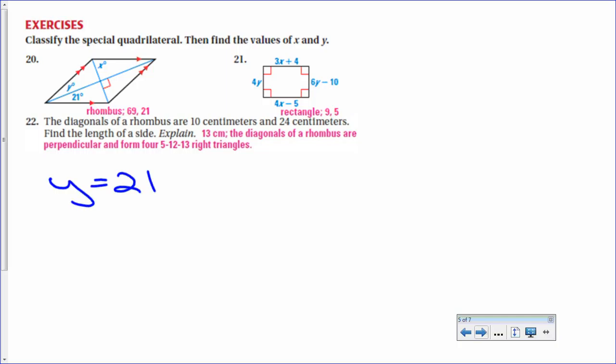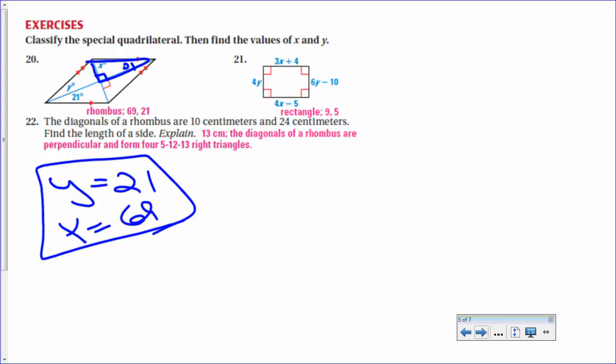Now your X value, because you know this is 90 degrees right here, right in that corner, and since all of these are 21, that's the definition of a rhombus. If I highlight the triangle in that corner like this, that's the triangle I'm focusing on. I know this is 90 and this is 21. So you take 180, subtract 90, subtract 21, and it looks like X equals 69 for that one.